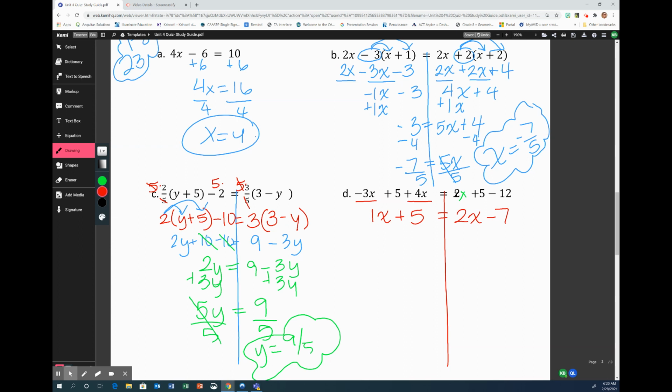All right, so then I'm going to subtract 1x on both sides. 5 is equal to 1x minus 7. 2x minus 1x is 1x. Okay, so then I add 7. X equals 12. And we're done.